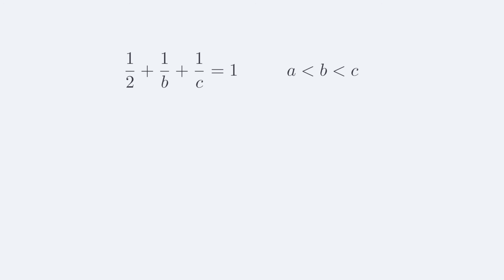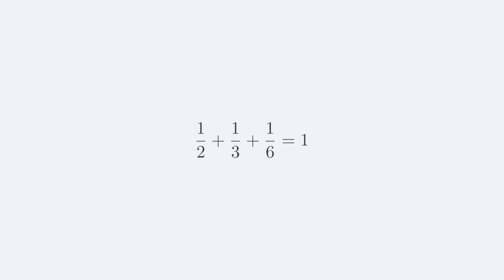Next, we use the same idea to bound the value of B. B is an integer greater than 2 but less than 4, so B has to be 3. And this leaves no choice for C, and C has to be 6. Therefore, we have the one and only one solution.